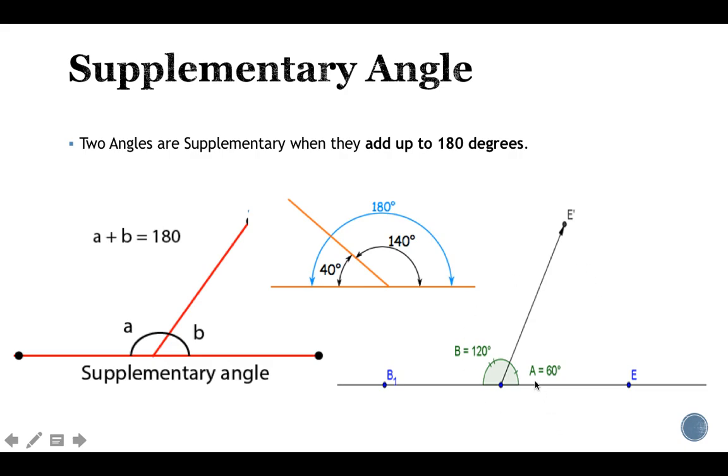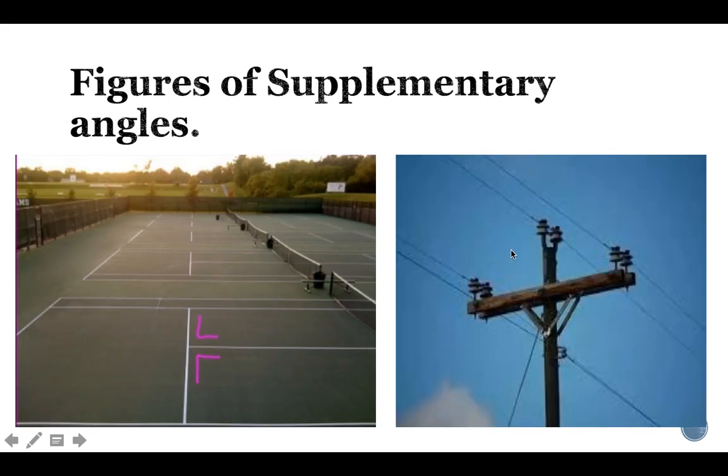So how to read this angle? E, this point, and E. E, this point, and B1. Remember this. Now let's see the figure.